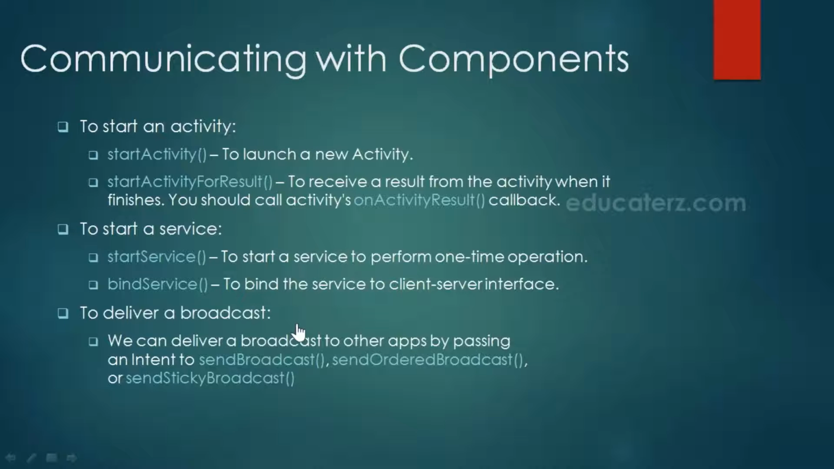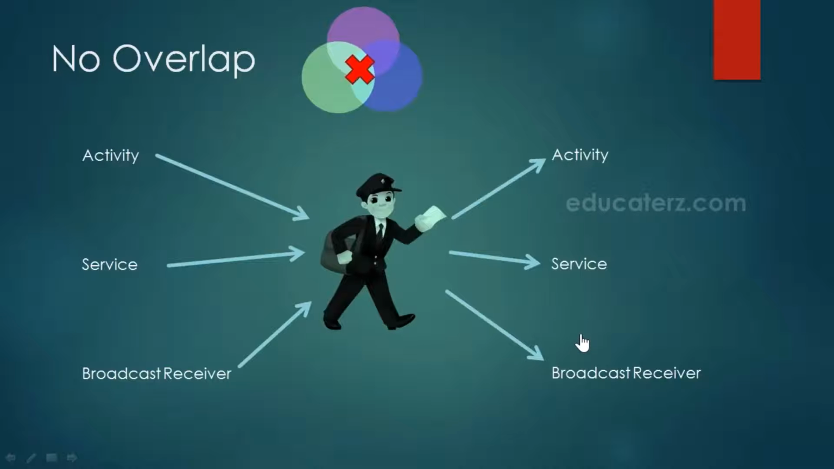We already discussed what a broadcast receiver is. We can deliver a broadcast to other apps by passing an intent through the sendBroadcast, sendOrderedBroadcast, or sendStickyBroadcast method. This is how we communicate with an application component.